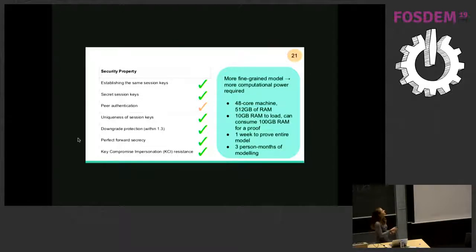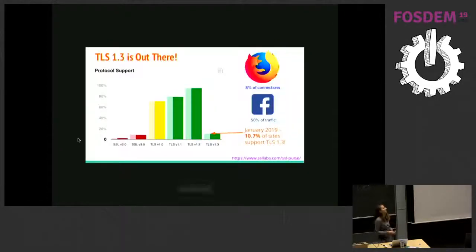To prove the entire model takes about a week continuously, and we needed about 3 person months to model before we could even start proving. And I think that's actually an underestimate. I think it took us a lot longer. But in the end, we showed that 21 pretty much looks good, and therefore the logical core of TLS 1.3 actually looks pretty good. And TLS 1.3 is out there.